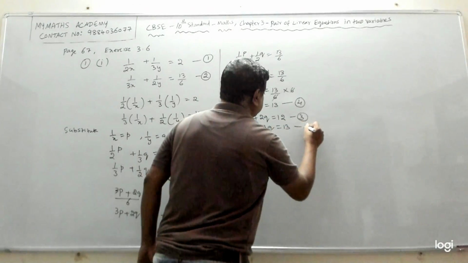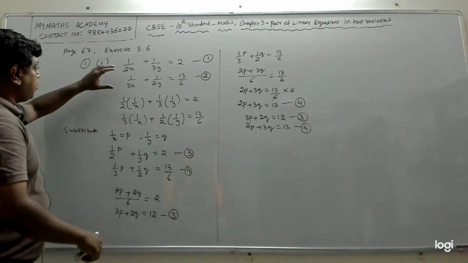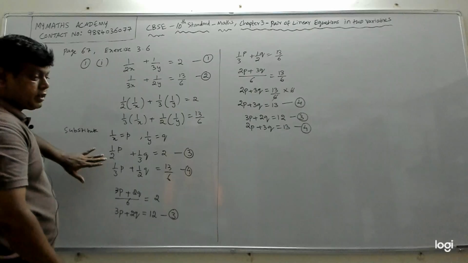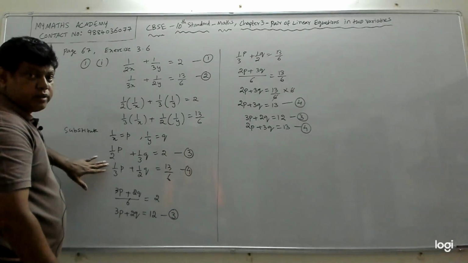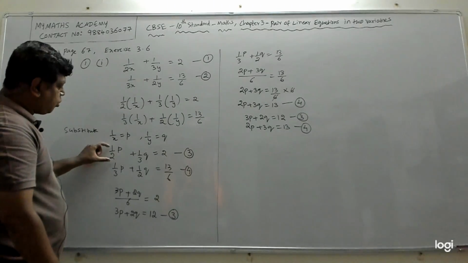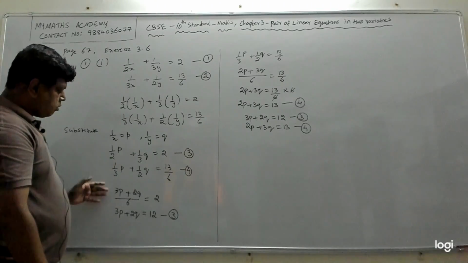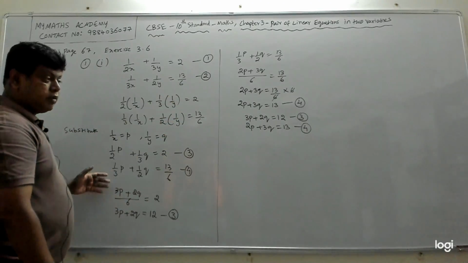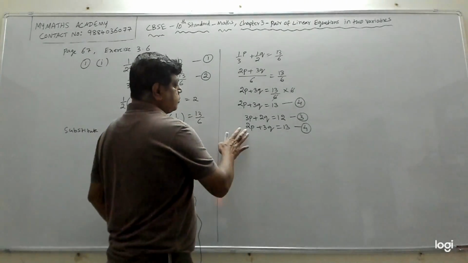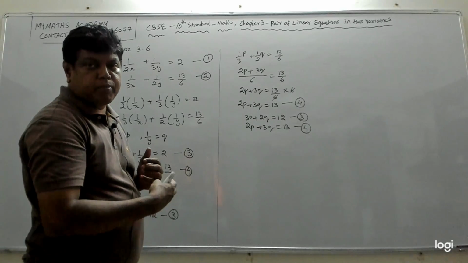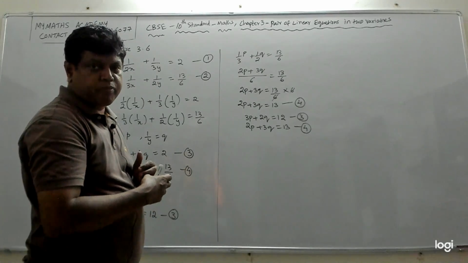This is the fourth equation. So what we have done, we first converted this into a pair of linear equations in two variables. Again we try to avoid fraction values in the coefficients. We don't want numbers in the denominator. So for that we do fraction addition and get to this form. Now we can solve this using any one method, and the most preferable method is the elimination method.